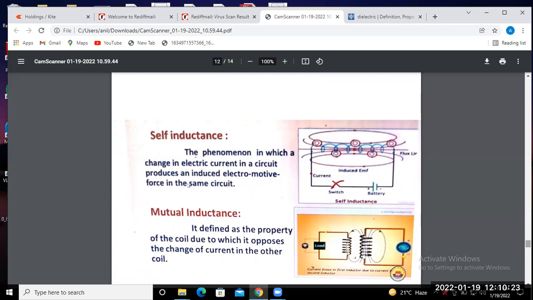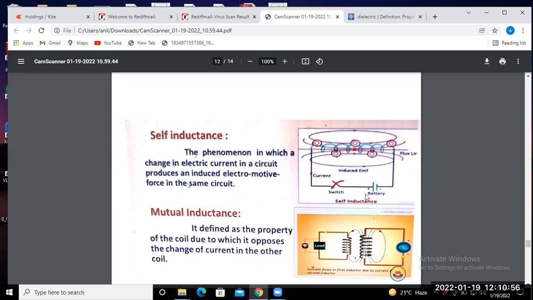So, the phenomenon in which a change in electric current in a circuit produces an induced electromotive force in the same circuit is known as self-inductance. Suppose this one is your example of self-inductance. Whatever the current change in this coil and EMF induced in the same coil, that is known as self-inductance.